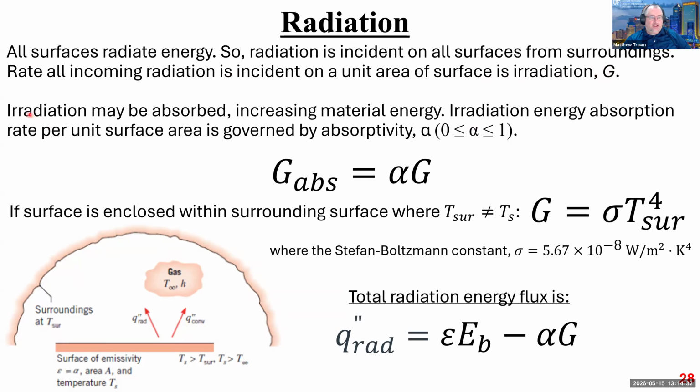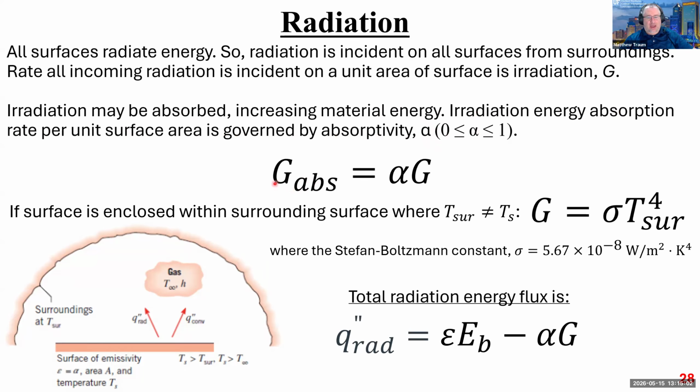Irradiation may be absorbed. If it's absorbed, then it increases the internal energy of the material. And so irradiation energy absorption rate per unit surface area is governed by a term called absorptivity. Just like emissivity, absorptivity is a number between 0 and 1, can't be less than 0, can't be bigger than 1. And this is a material property that you look up, just like emissivity. It's usually a function of temperature.